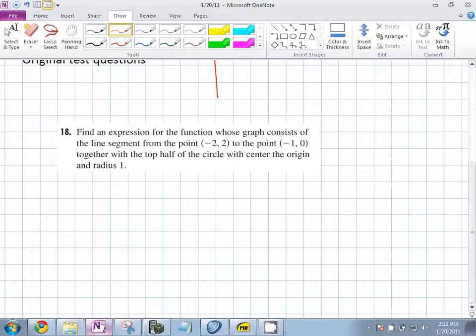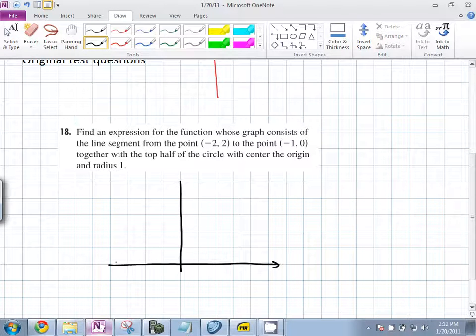First thing you could do to help you along would be to draw a picture of it. I think that would be a good way to start. So it gives you 2 points. Negative 2, 2. Let's make it right there. And negative 1, 0. So the first line is right here. And then it's an arc with radius 1.